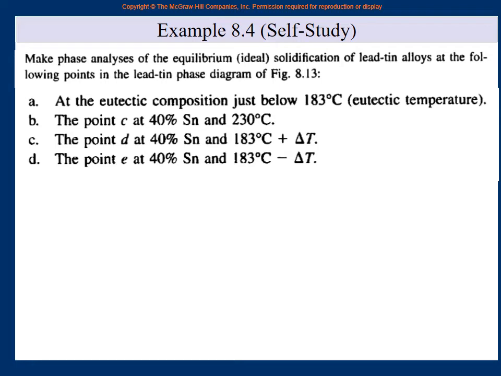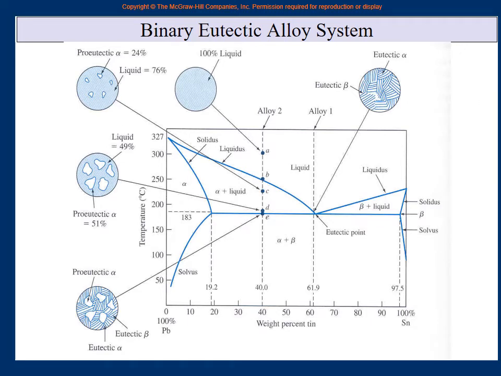So whenever they say make phase analysis, then they want all these things. Now, at the eutectic composition 61.9%, just below 183 Celsius, that is one question. Then take a 40% tin alloy at 230 Celsius, and so on. Those question points we have marked here already. They are actually the same ones as we did for you earlier, right? So that is why I said it is a self-study, because we have already done it.